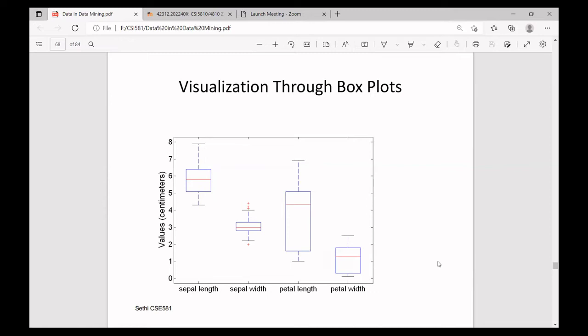The box encloses the rest of the values, and the red line in the box indicates where the median is for the plot. All right. So typically, graphically, you try to illustrate where the median is, what the lowest value is, what the highest value is, and so on and so forth, just to give you an idea of what's going on or how the data is distributed.